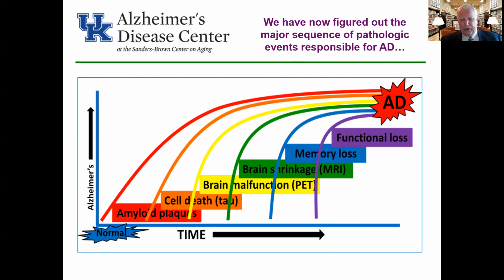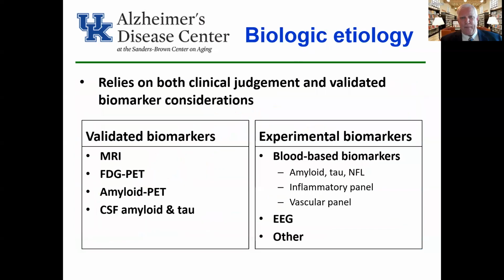I'd also like to talk a little bit about biomarkers. So we've learned over time the major sequence of pathologic events responsible for Alzheimer's disease. We know that amyloid accumulation is followed by cell injury, the development of abnormal tau inclusions, neurofibrillary tangles, impaired cellular function, neuronal loss and atrophy over time that only eventually leads to memory loss. And when that becomes significant enough, the functional impairment characteristic of a dementia.